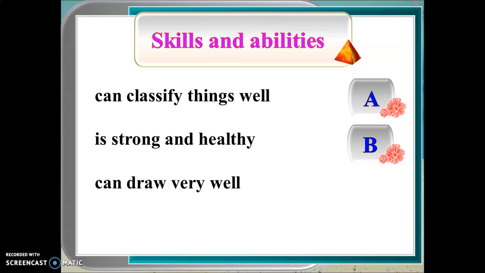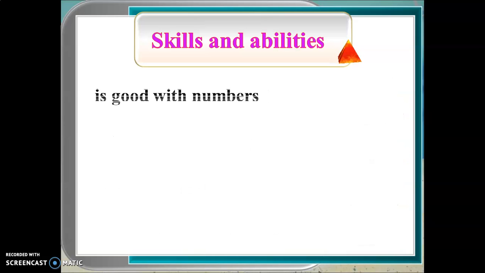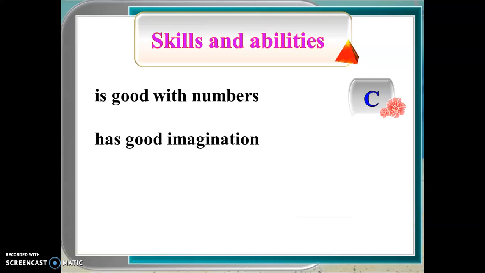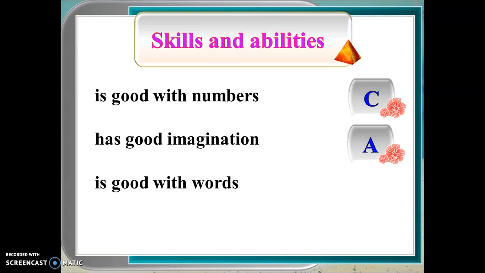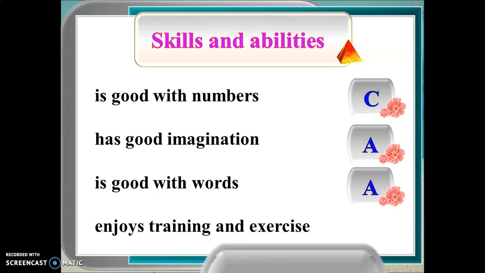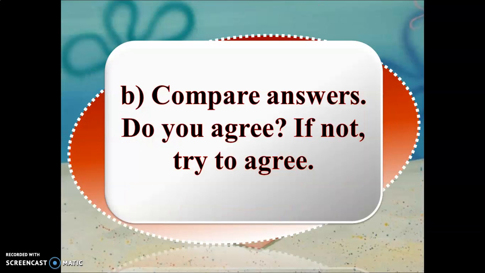Is strong and healthy. Sport. رياضي. Can draw very well. Art. Can understand feelings. A. Is good with numbers. Science. Has good imagination. A. Is good with words. A. Enjoys training and exercise. B. Okay, compare answers. Do you agree? If not, try to agree. إجابتك معنا وسوف توافق إن شاء الله.